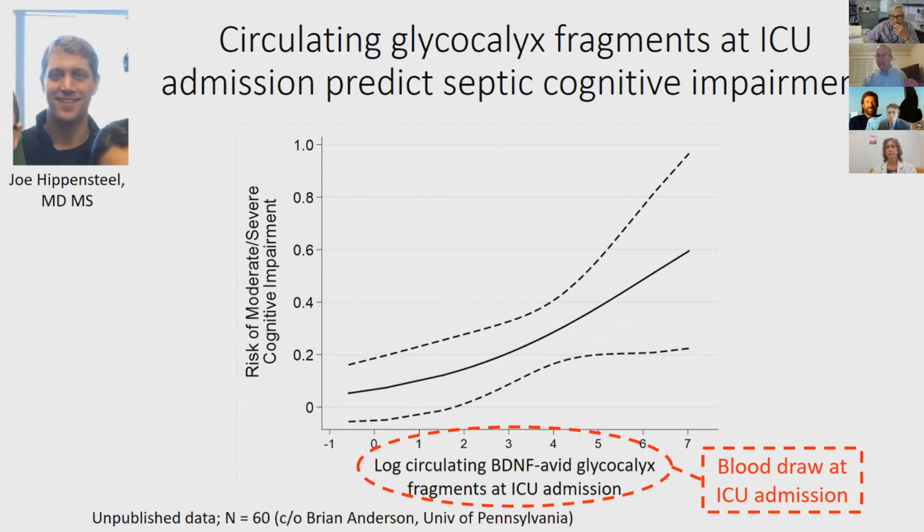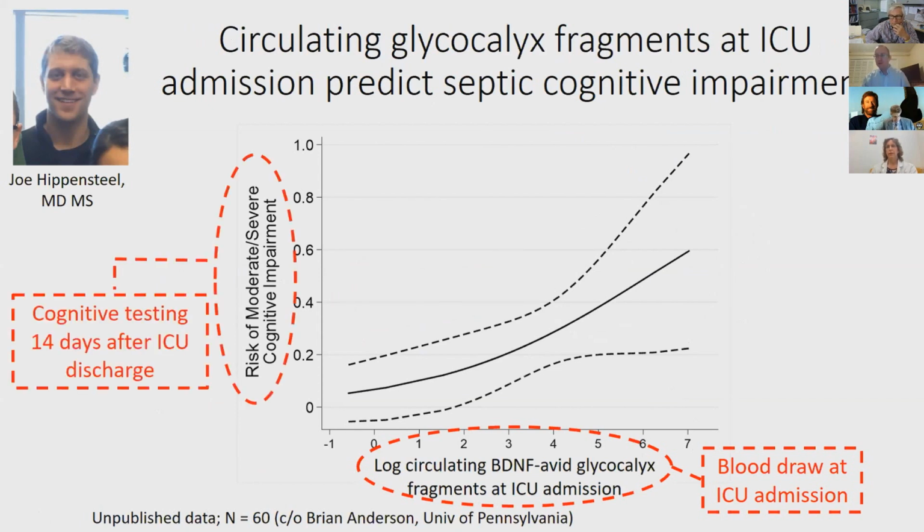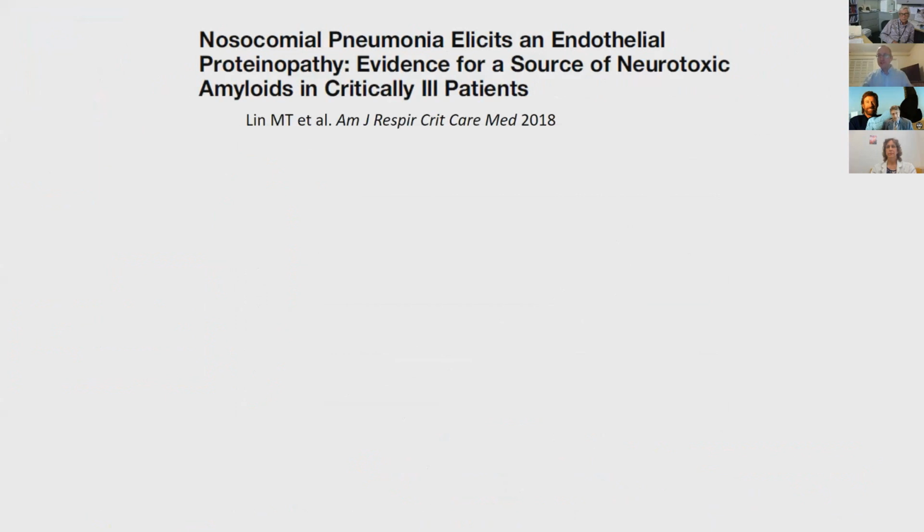And then weeks later, 14 days after ICU discharge, we measured cognition and found that patients with the highest amount of these specific fragments that bind BDNF, those patients had a dramatically increased risk of persistent cognitive impairment characterized by memory deficits. Now, we're not the only ones that show this. Interestingly, a group at the University of South Alabama, Troy Stevens, showed something quite similar.